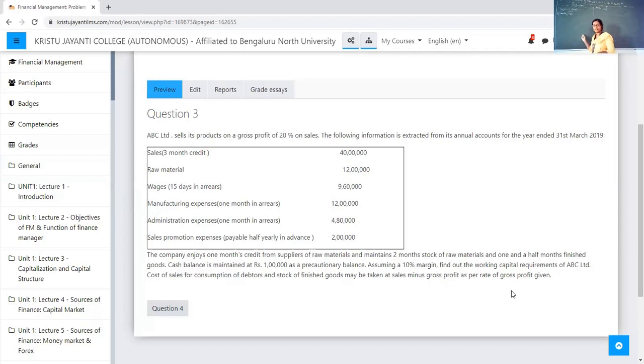So while preparing working capital requirement, we require only the cost information. Now let's assume that the selling price is 100. What does selling price include? It includes cost plus profit. In order to find out the cost, we have assumed the selling price to be 100. How much is the profit? Profit is 20%. So how much is the cost?